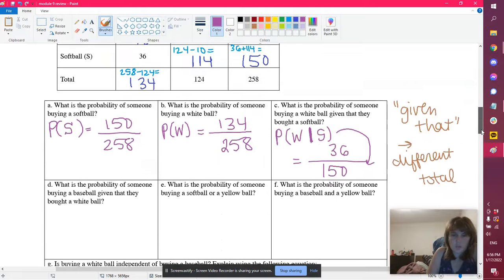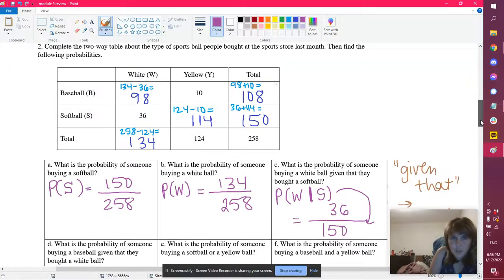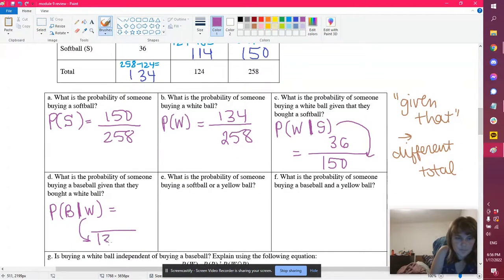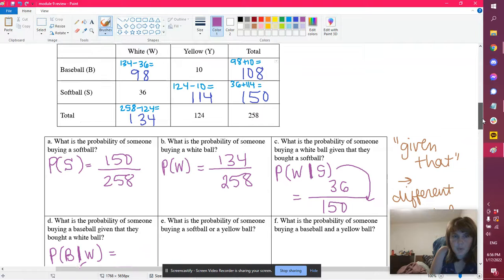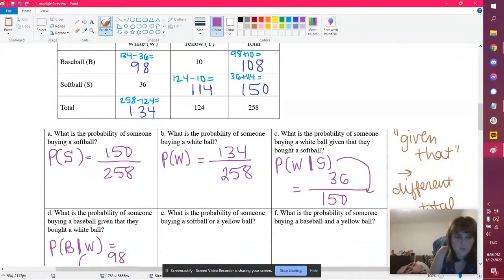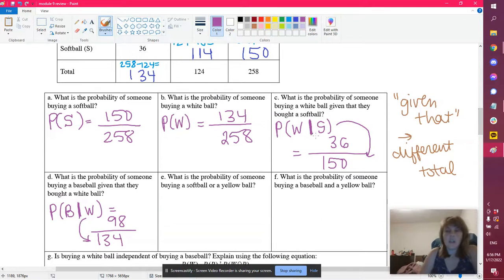Cool. What's the probability of someone buying a baseball given that they bought a white ball? This is when we change the total. White balls go on the bottom. We're going to scroll up. There are 134 white balls. Then how many baseballs are white? 98 of them are white. So because there's 98 things that are white and baseball, that goes in the numerator. And the denominator is not 258 because we've seen given that, and that means it's a conditional probability. So that's this. Given that changes the total. Given that changes the total.